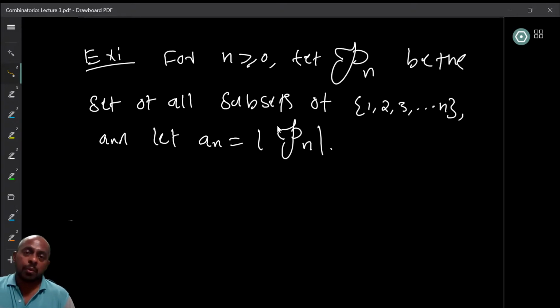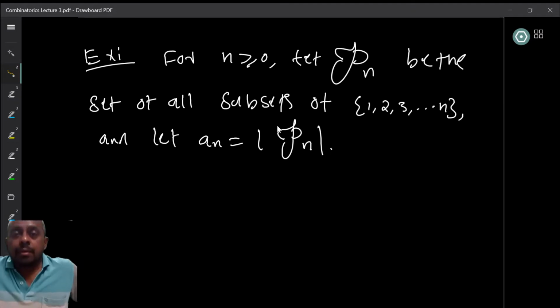This is something most familiar to you. Basically, you are looking at the power sets of the sets that we are talking about, the set of all subsets of 1 to n. And we want to find out what the cardinalities are. We already know how to do it using the product rule we did a long time back, but now we want to solve it using a recursive formula. So we come up with a recursive formula and try to prove it, to solve it and get an answer.